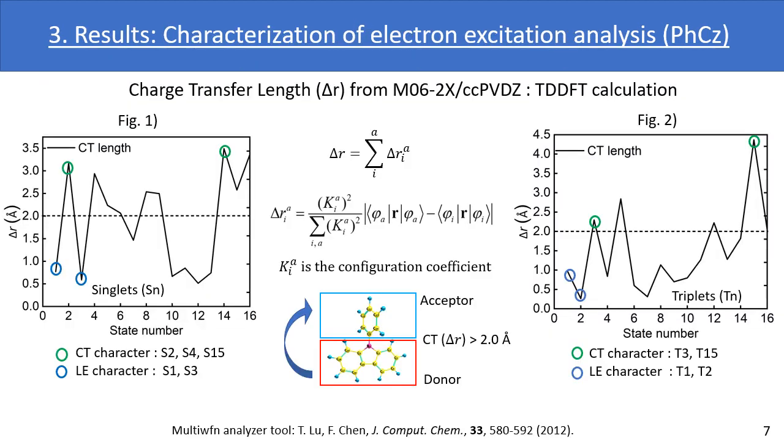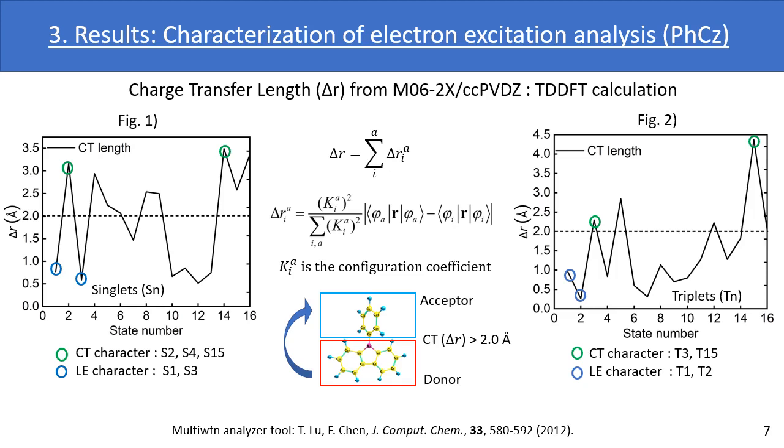Now we try to identify the local excited and charge transfer states for both the singlets and triplets. Thus, we plot the charge transfer length for the first 16 excited states for the singlets, which is shown in figure 1, and for the triplets, which is shown in figure 2. The charge transfer length is defined by the following expression, where K_iA is the configuration coefficient from the molecular orbital i to the virtual orbital a.